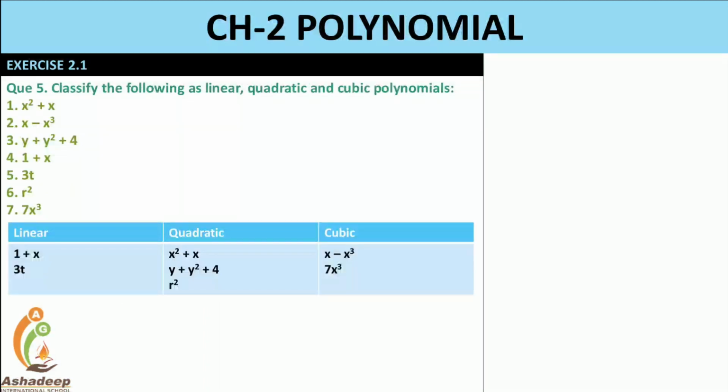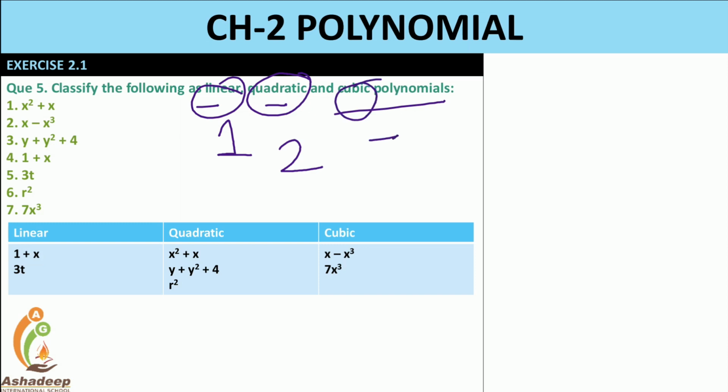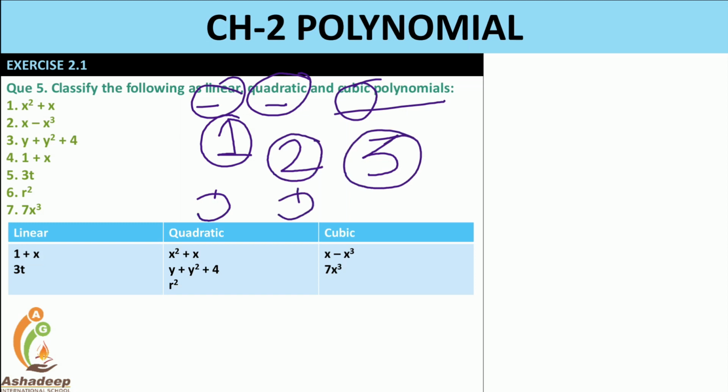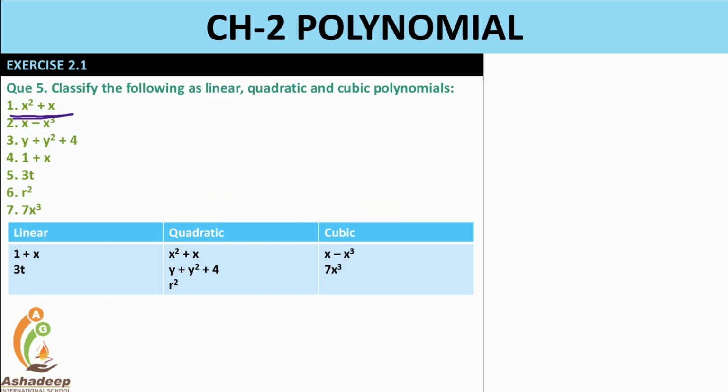Question 5. Classify the following as linear, quadratic and cubic polynomials. Linear means degree 1, or highest power is 1. Quadratic means the highest power is 2. Cubic means the highest power is 3. Okay? See here, what is the highest power? 2. So it is a quadratic polynomial, right?